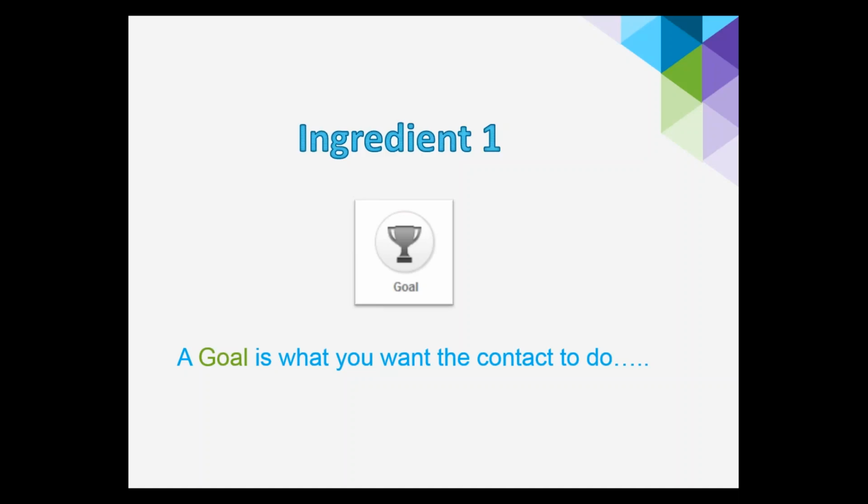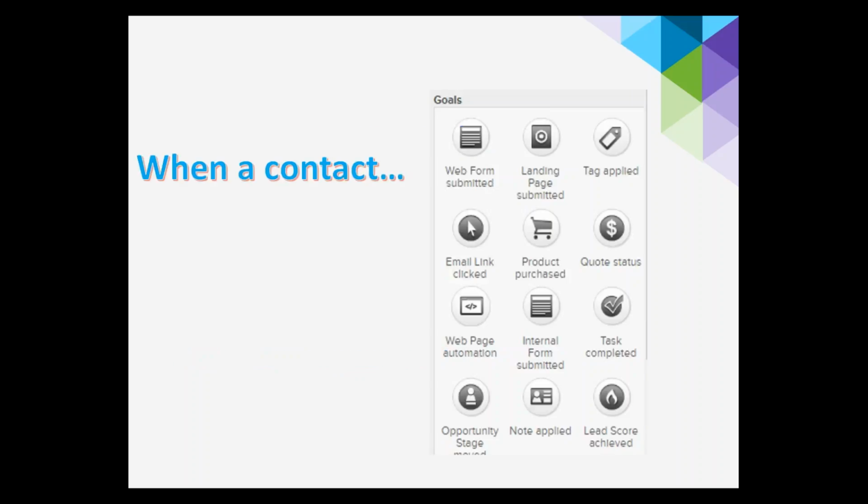The first ingredient is a goal, and a goal is what you want the contact to do. Our goal is represented by a circle, and the goal is what you want your contact to do, what you want them to reach. We have lots of different goals inside Infusionsoft. You can see a web form submitted, a landing page submitted, a tag applied, an email clicked, a product purchased.